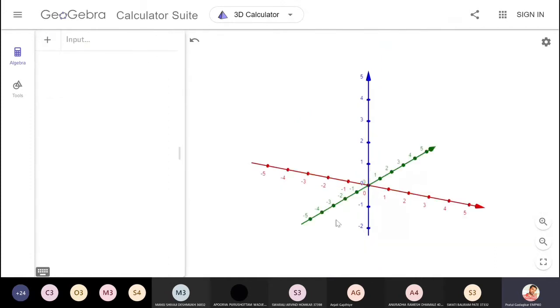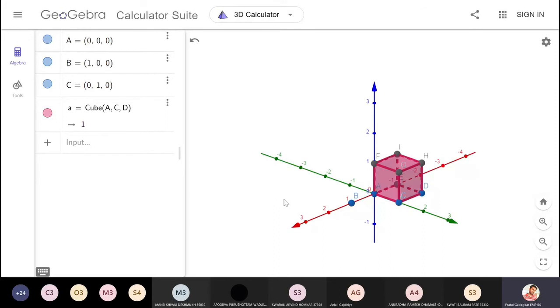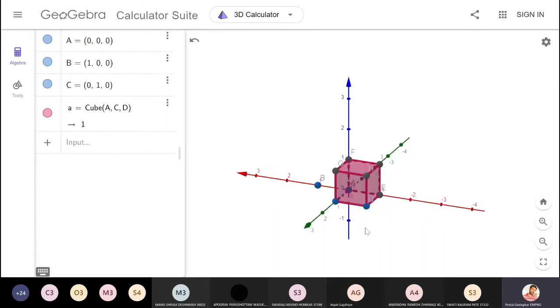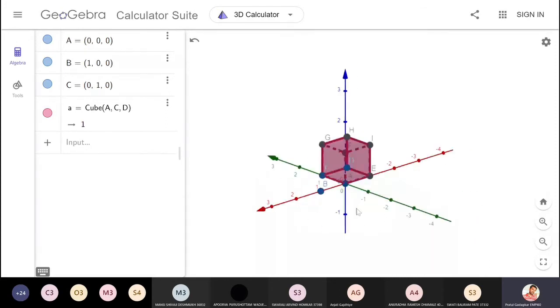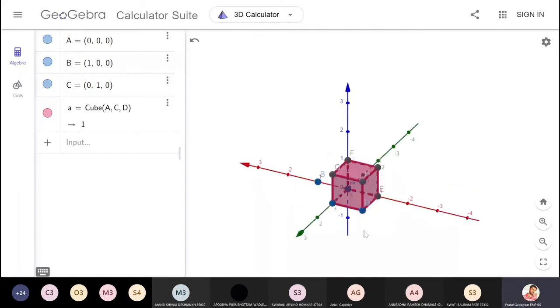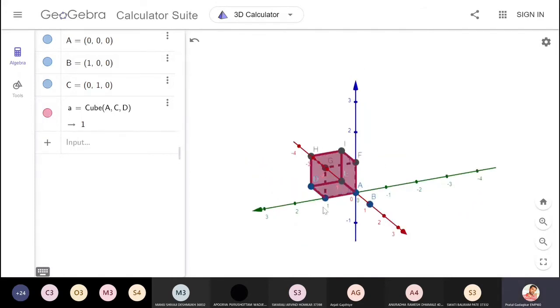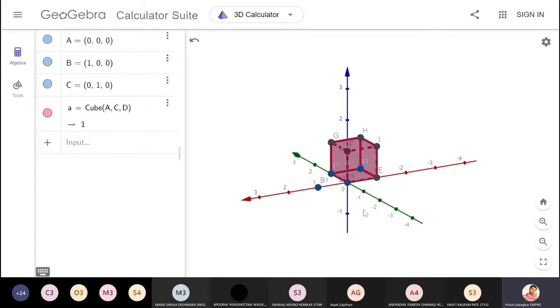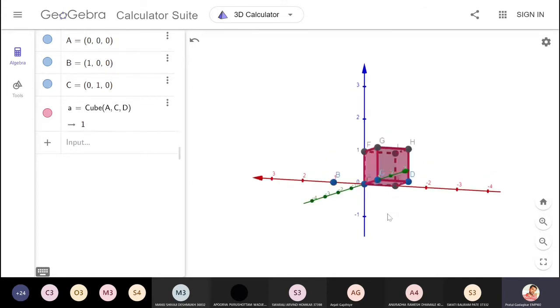Okay, now what I will do is I will take a cube, and I will try to visualize the cube in the XYZ plane. So this is a cube in three-dimensional space, which you can see from any side. What we are going to learn in this particular chapter, let me just show you one simple example.